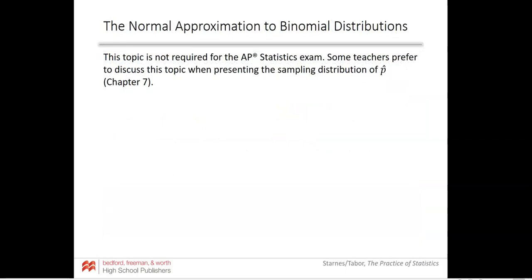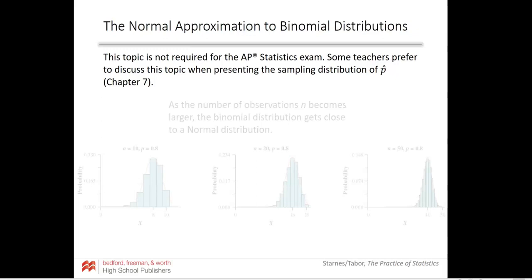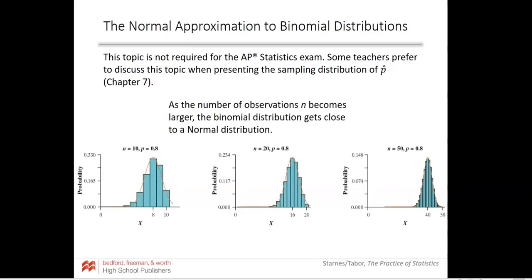Some teachers prefer it when presenting the sampling distribution of p-hat, chapter 7. So let's just talk about it for a second here, but it's not on the AP exam.